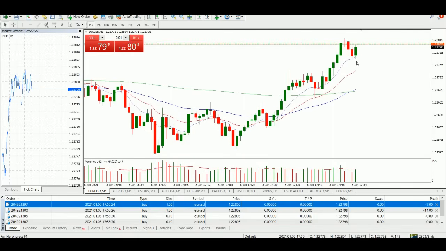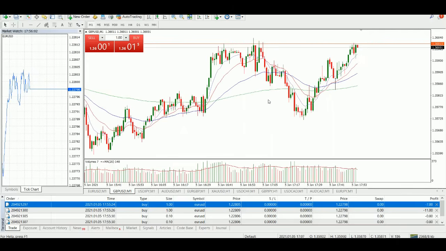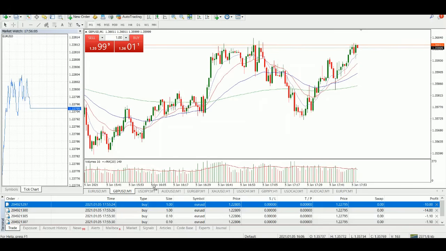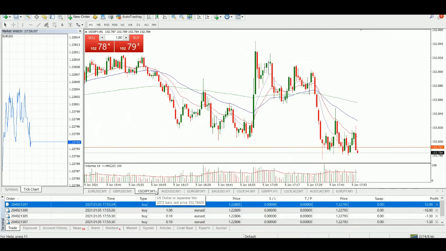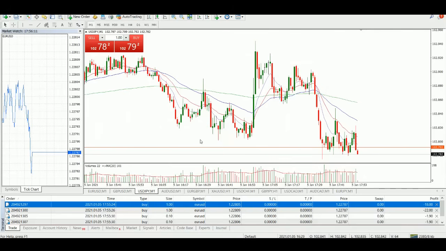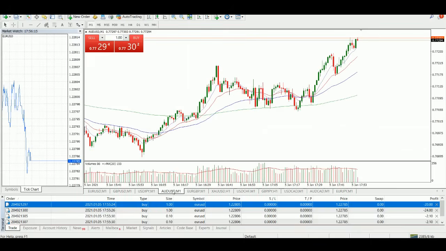Price was rejected on the first support area because it's going to be a very tough uptrend, and price would be continuing this main uptrend from there. Also for GBP dollar and for USD yen, it's trying to continue this downtrend also. Let's see for other markets, for AUD dollar.